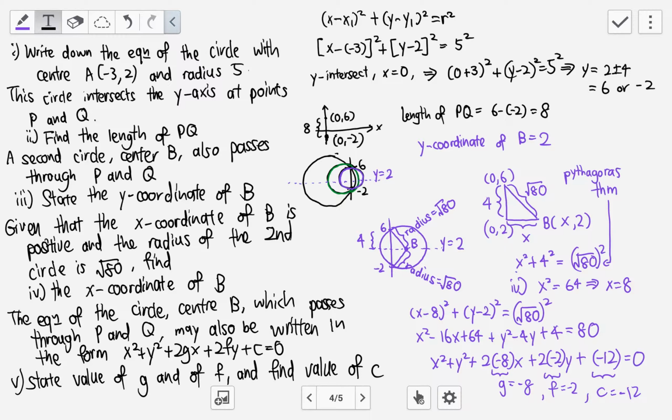Okay, and the second circle, with center B, also passes through P and Q. So this is the clue. They ask you to state the y coordinate of B, the center of the second circle. So you look at this diagram. Another circle passes through P and Q. No matter how big or small the circle is, the center has to be the same.